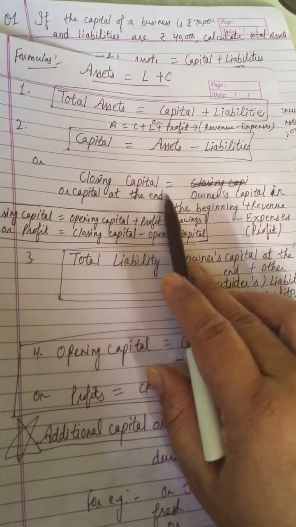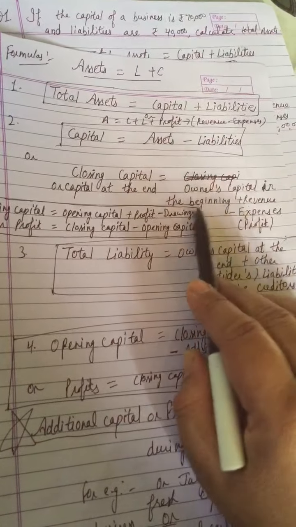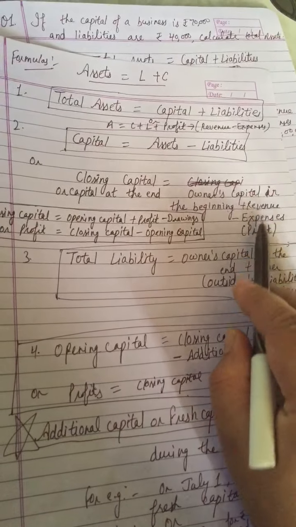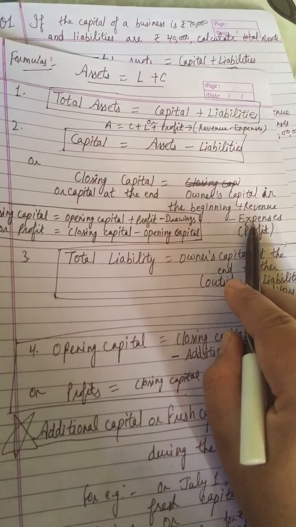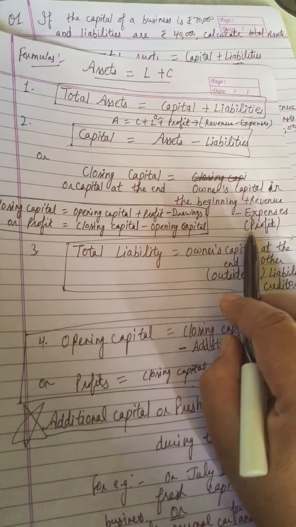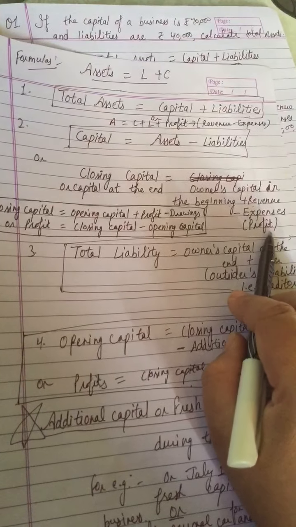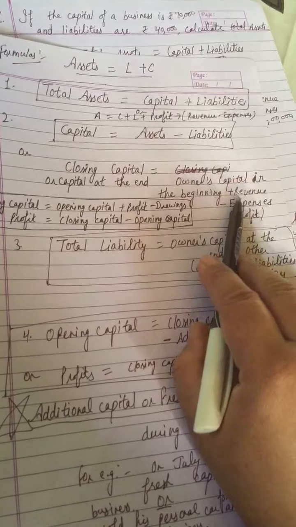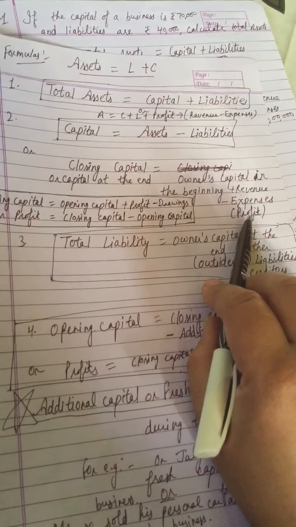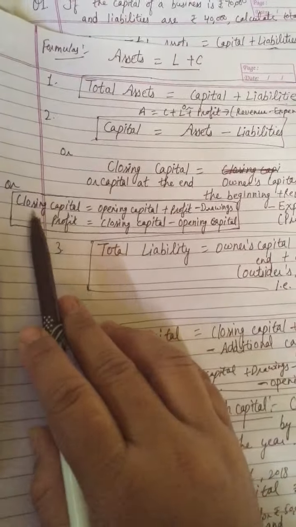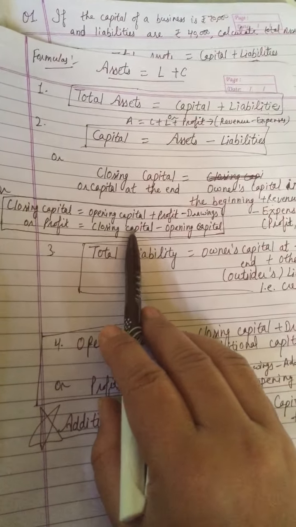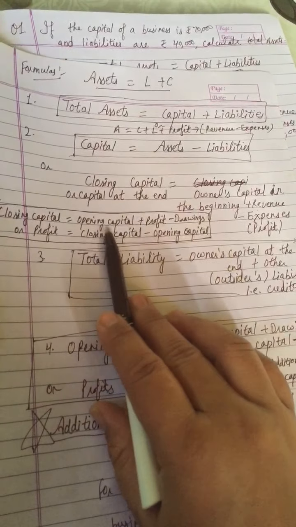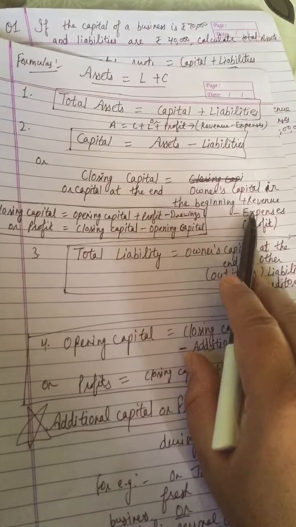So closing capital equals owner's capital in the beginning plus revenue minus expenses. And revenue minus expenses is the formula of calculating profit. If we have to calculate profit, then profit equals revenue minus expenses. Or closing capital equals opening capital, owner's capital in the beginning, plus profit, meaning revenue minus expenses.